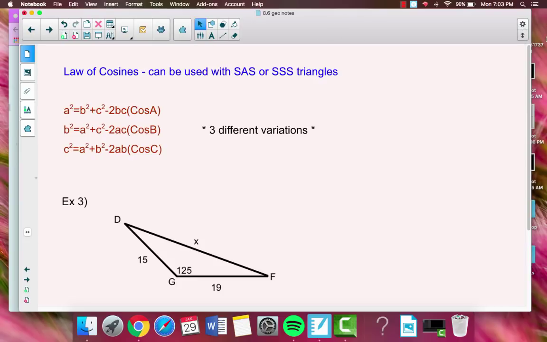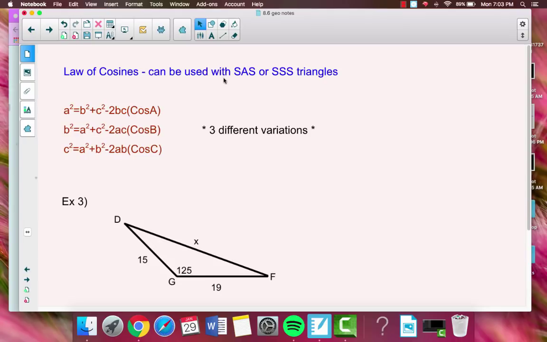All right, so we've just talked about the law of sines. Now we're going to get into the law of cosines. Now, I listed the law of cosines here. Notice there's 3 different formulas. They're all the same type of formula, just different variations of each other. And which one you use is just going to be dependent on what kind of information you're given. So you kind of just have to adjust.